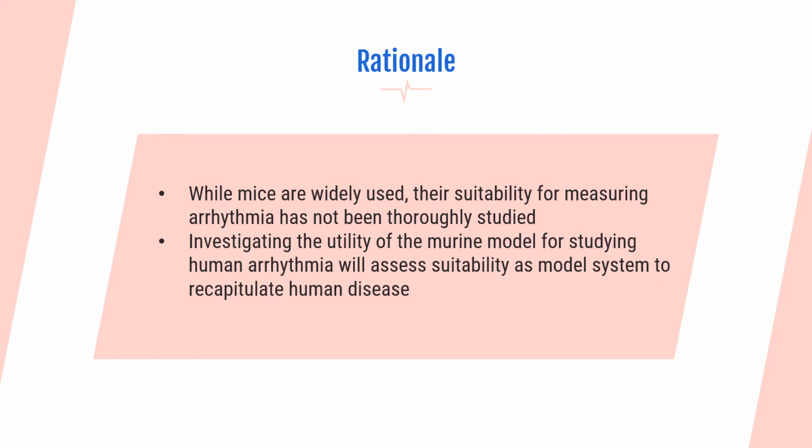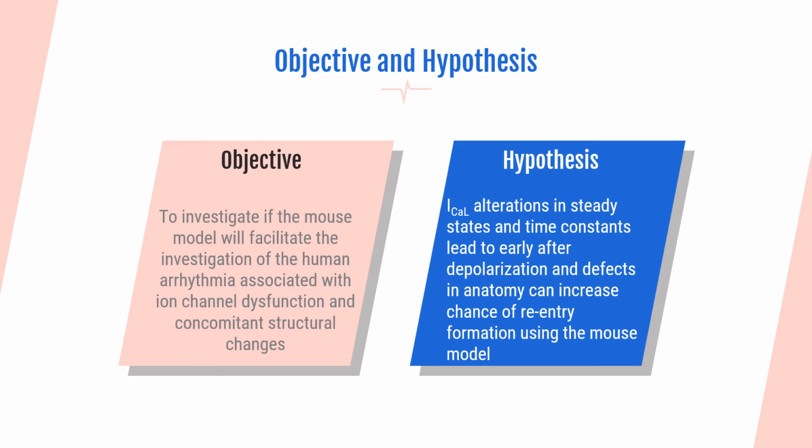While mice are widely used, their suitability for measuring arrhythmia has not been thoroughly studied. Investigating the utility of the mouse model for studying human arrhythmia will assess its suitability as a model system to recapitulate human disease, specifically arrhythmia. This brings us to our objective and hypothesis.